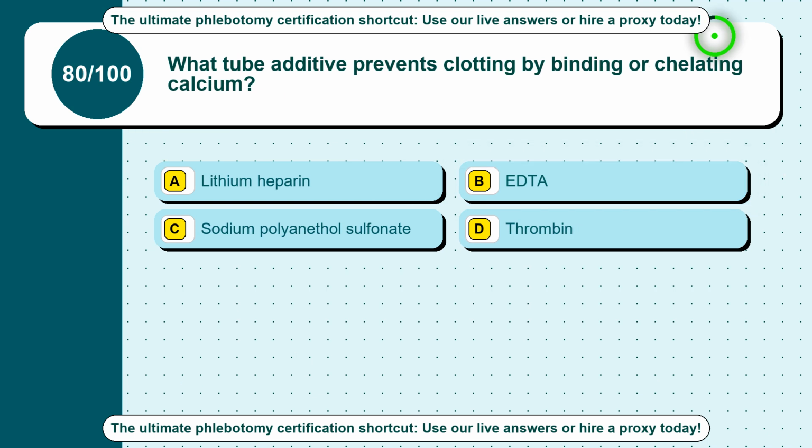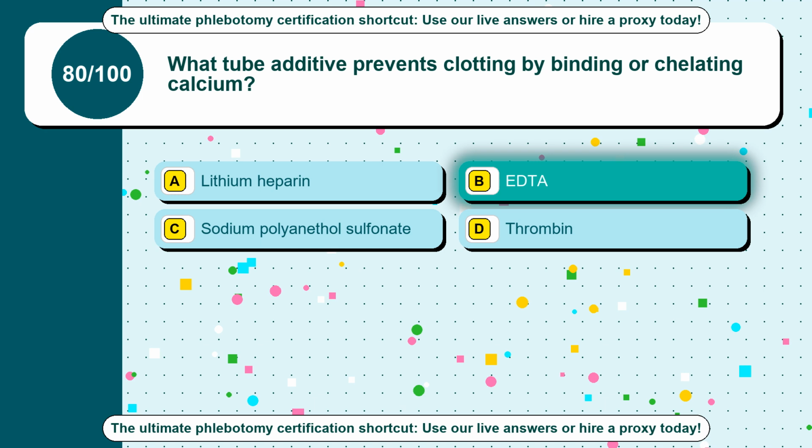Question 80. What tube additive prevents clotting by binding or chelating calcium? Option A, lithium heparin. Option B, EDTA. Option C, sodium polyethylene sulfonate. Option D, thrombin. The correct answer is option B, EDTA.